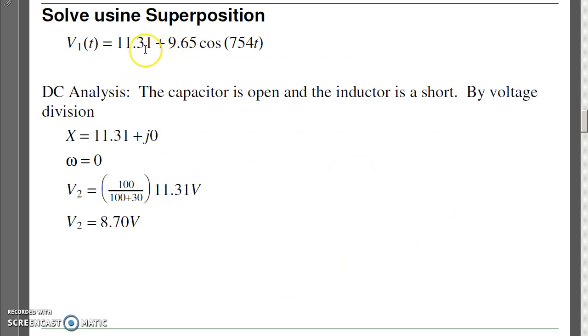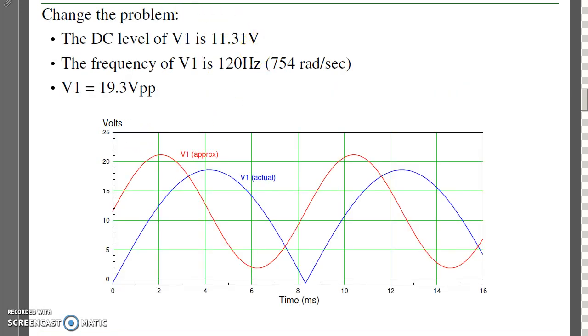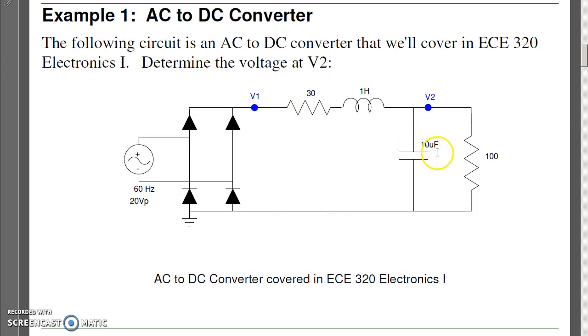So, now that I have the input as a constant and a sine wave, this is the constant 11.31 volts, same as the actual V1. This has the 19.3 volt ripple, peak to peak, and the frequency is 120 Hz. Now let's analyze this. From superposition, I've got a DC term, analyze that, and a 120 Hz term, analyze that separately. At DC, the input is just 11.31, the frequency is 0, so going back to our circuit, I just have a voltage divider. 100 ohms over 100 plus 30 times V1.